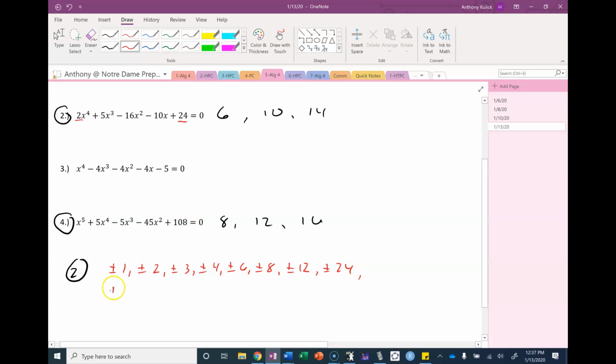And then I have the factors of 24 over 2. But when doing so, I get a lot of duplicates, so I'm going to omit all of those duplicates. For example, 2 over 2 reduces to 1, which is already on my list. 4 over 2 reduces to 2, already on my list, et cetera. All the even ones are basically duplicates, so I'm just going to list the non-duplicates there.